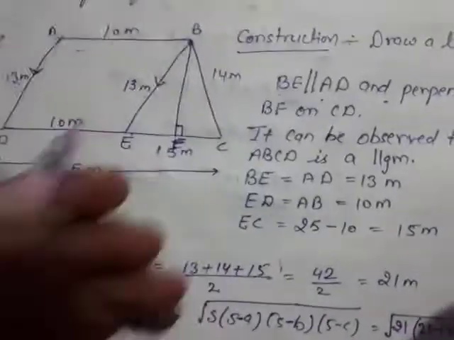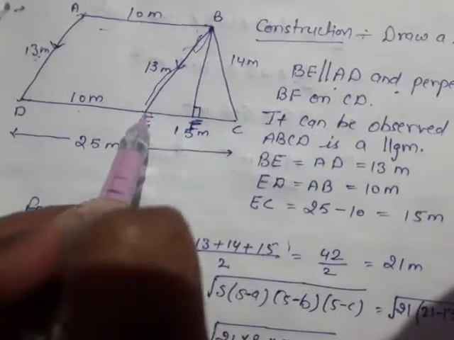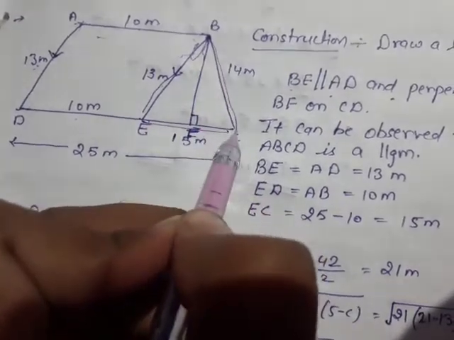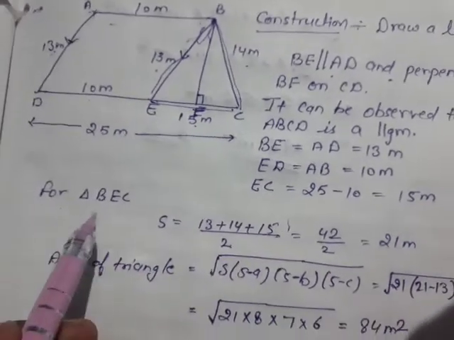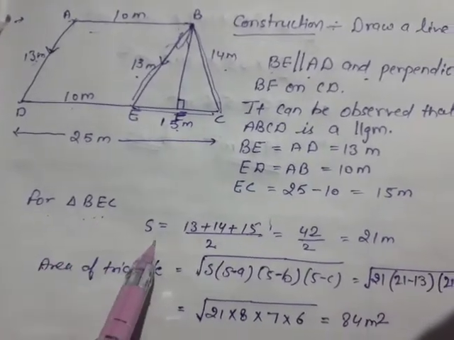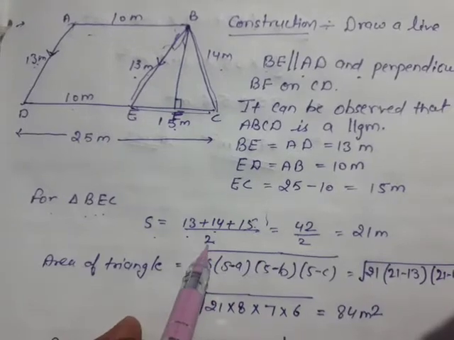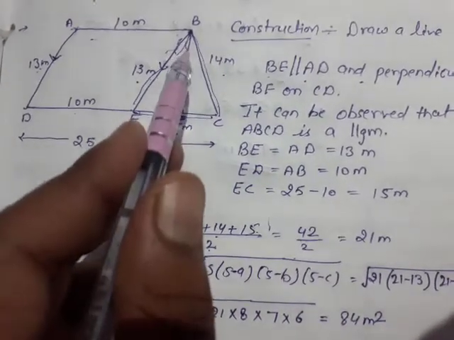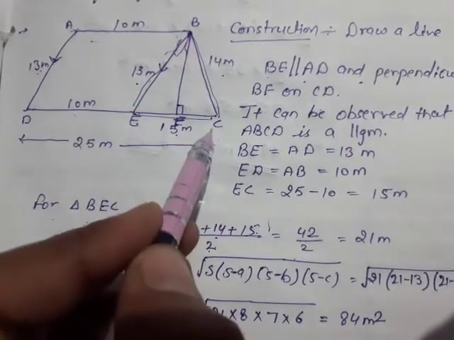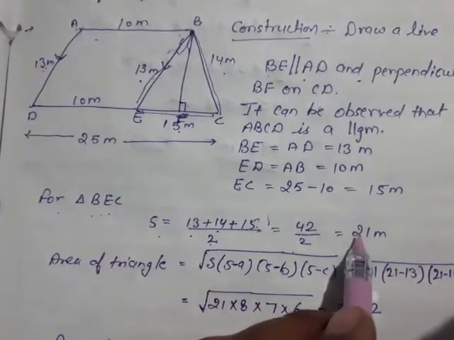Now we have the triangle BEC. BEC is a triangle whose three sides are given, 13, 14 and 15 meter. So for the triangle BEC, first we find S. 13 plus 14 plus 15 upon 2, 42 upon 2 is 21 meter. For triangle BEC, we find S equals 21 meter.